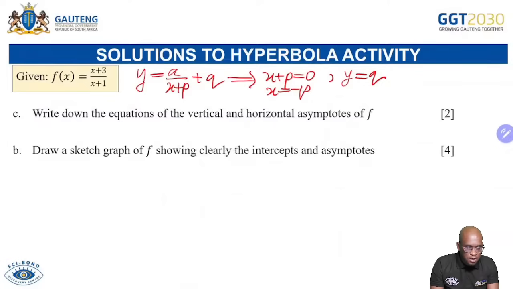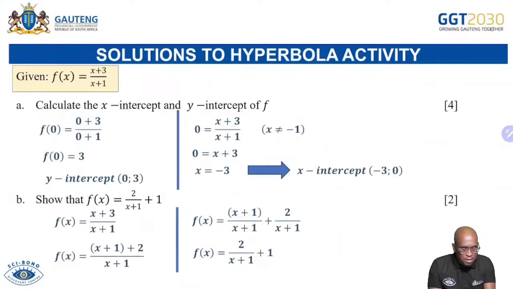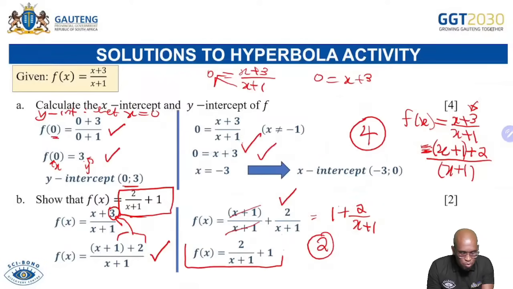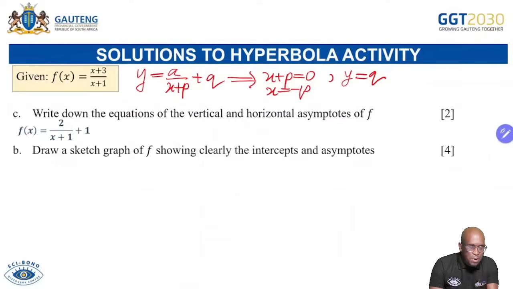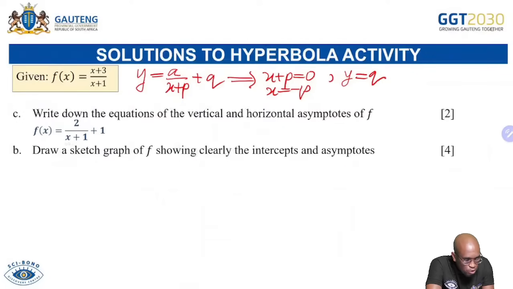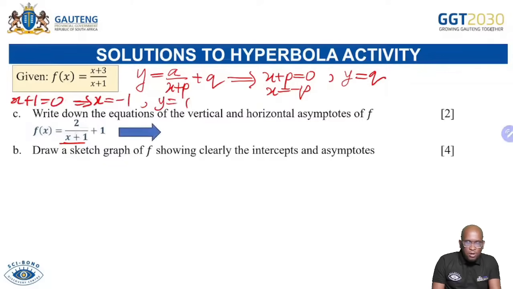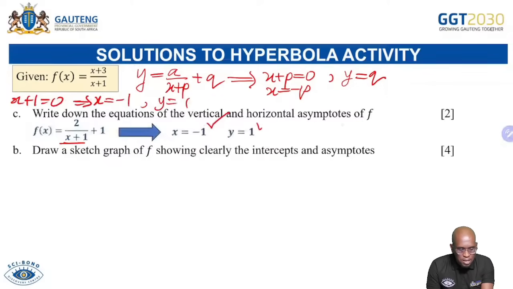Okay, so now we've done that in the previous slide. We did write, if you check here, we did write the equation in the standard form. This is the equation in the standard form. All right, so we put it back in here, and then we're going to have that x plus 1 equals 0, which means that x would be negative 1 and y should be equals to 1. Okay, so that's what we get. X is negative 1 and y is equals to 1. Those are the asymptotes. 1 mark here, 1 mark there, a total of 2 marks.